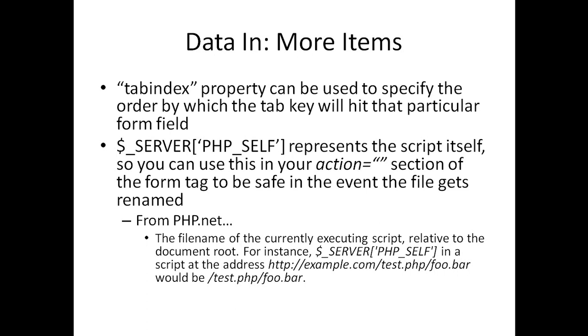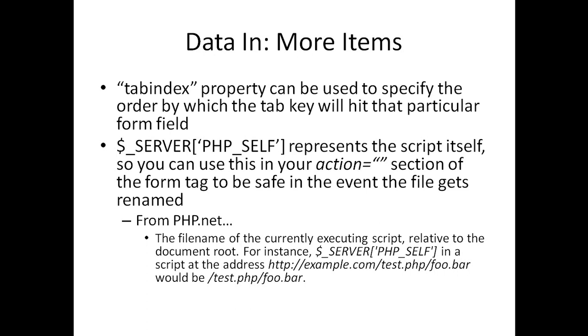All right. So here are some more items to talk about. You can specify a tab index property in your form elements, which can be used to specify the order by which the tab key will hit that particular form field. So if you want to make your form a bit keyboard savvy, you can use a tab index property and just set it to a number, and the tab key will go through the form in increasing numerical order.